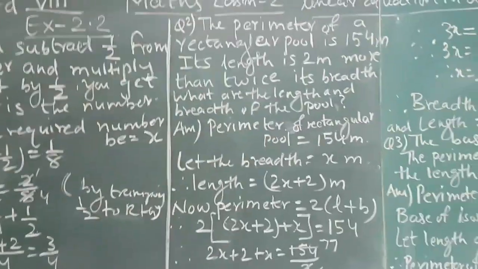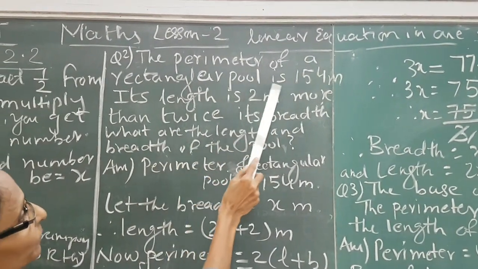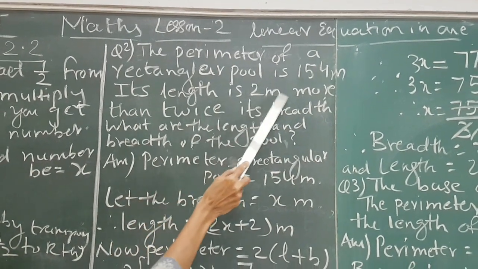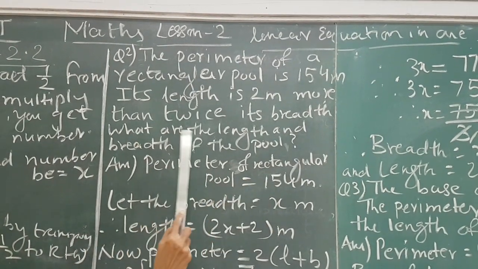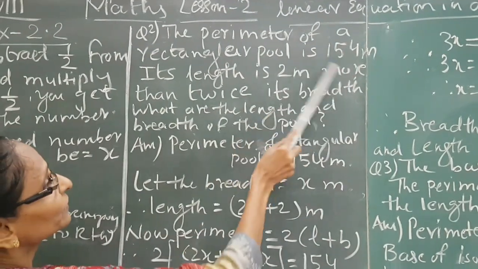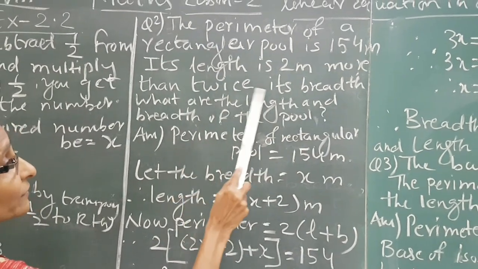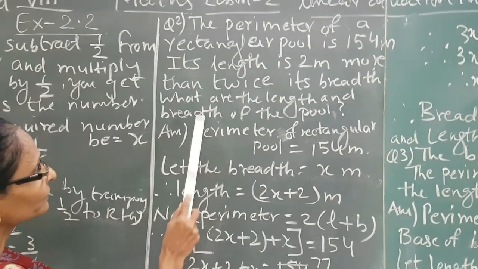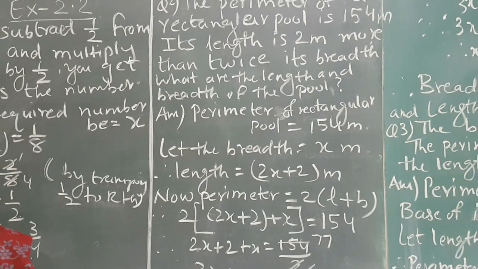Now let us move to question number 2. The perimeter of a rectangular pool is 154 meter. Its length is 2 meter more than twice its breadth. What are the length and breadth of the pool? Now they have given the perimeter and written that the length is 2 meter more than twice its breadth. We don't know the breadth, so we will suppose, let the breadth be x.